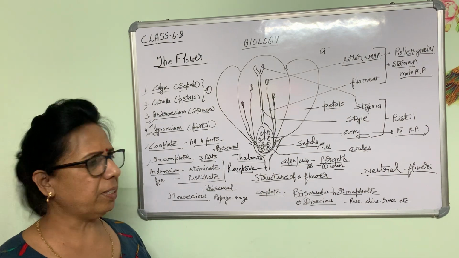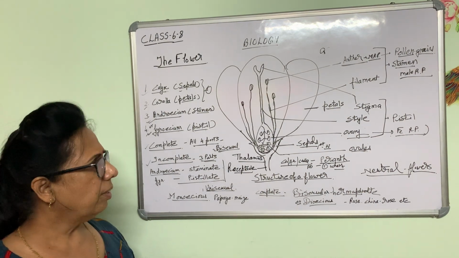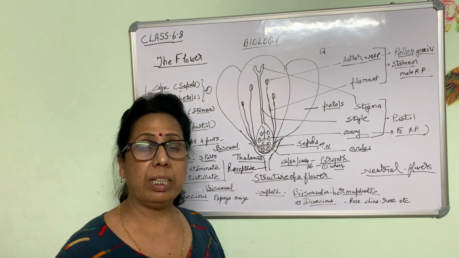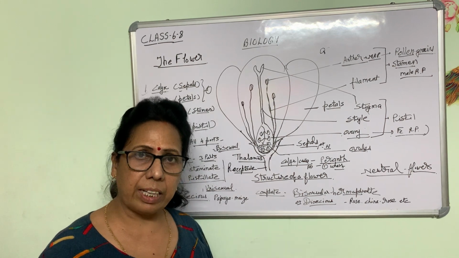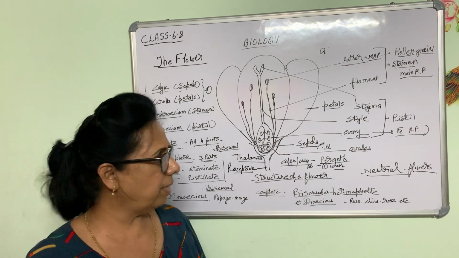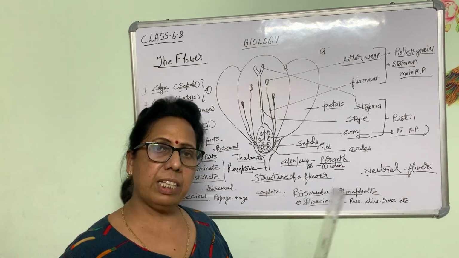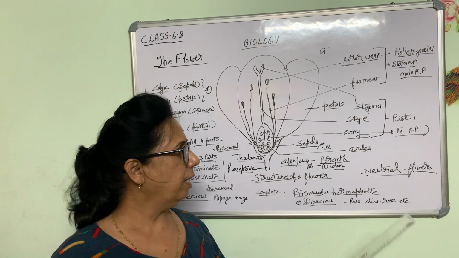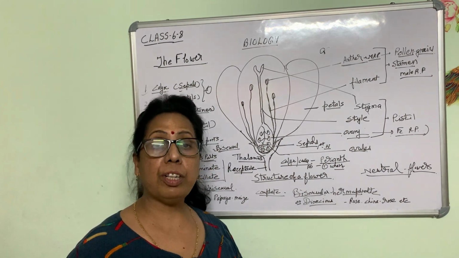In this way, we are able to see sometimes that no whorl is present, only the petals are present. Then you say the flower is neutral. Neutral means no sexes are there, neither male nor female. Androecium and gynoecium both are not present. This type of flowers are also there. They are known as neutral flowers.